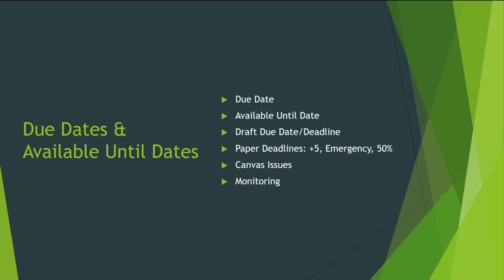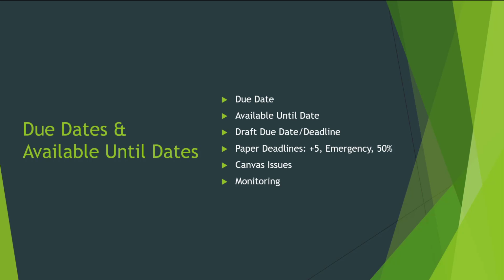For example, with a paper, the +5 deadline, the due date, and the available until date are identical. There's no difference, so be sure to complete them by the due date. For the paper draft, there's a deadline for that, and that is the available until date. Be sure to complete it by then. If you wish to do a draft, it's ungraded, so it can't hurt your grade. For the paper deadlines, there's a +5 deadline that gives you the +5 extra points, the emergency deadline that gives you full credit, and the 50% deadline that gives you half credit.